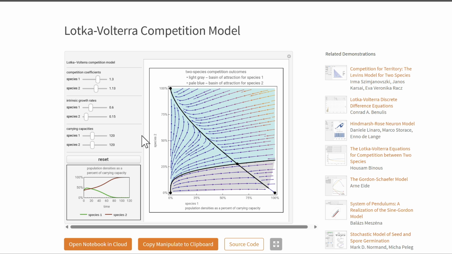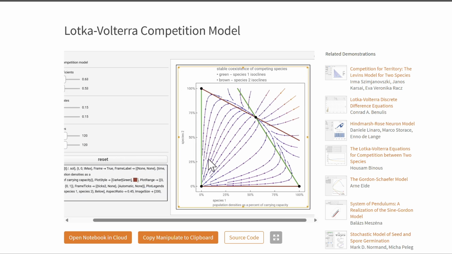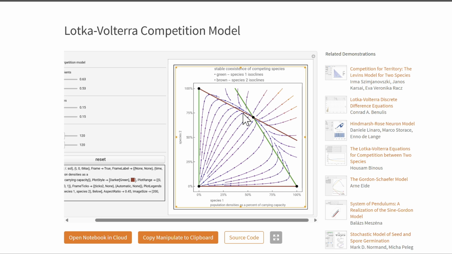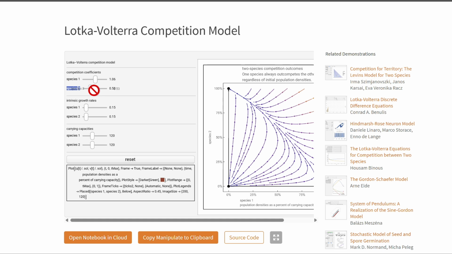if you wanted to see the stable and unstable equilibrium, when you reset the graph, it should be at stable coexistence, where all the lines point to the middle. The competition that the species are facing is pretty much equal. That's 0.63, 0.53. If I want to make it unstable, then the competition should be much higher. So I'll move them closer to 1 and 1.